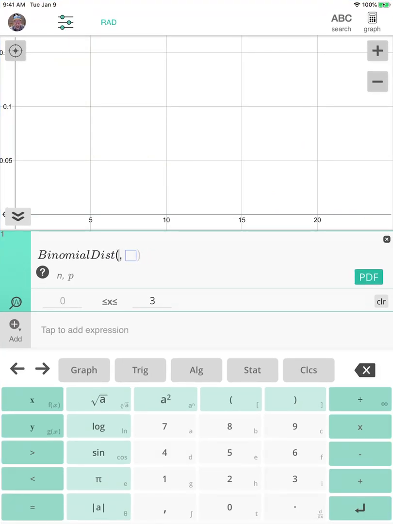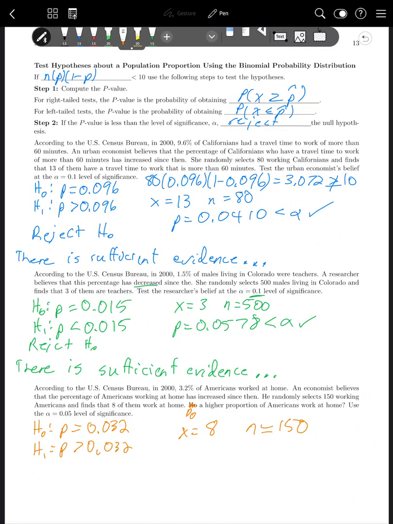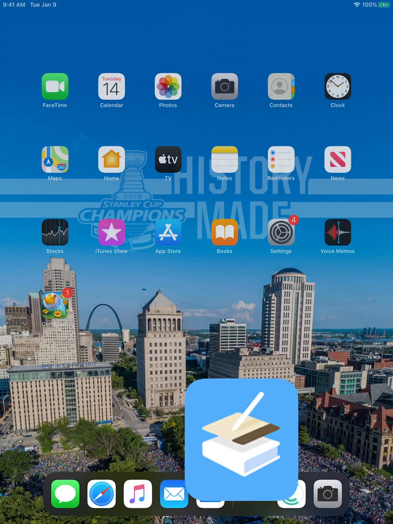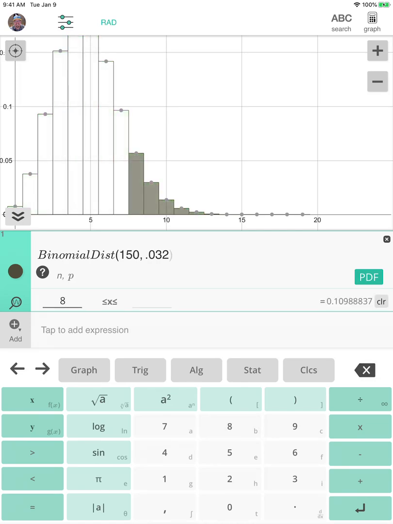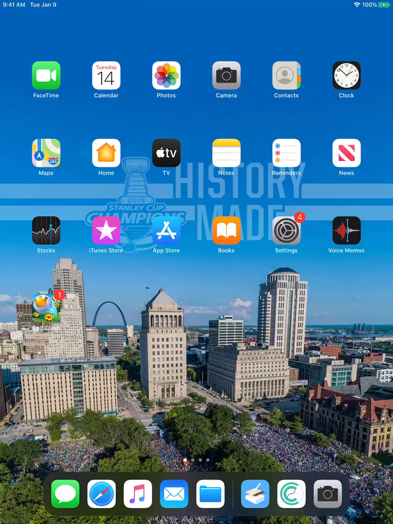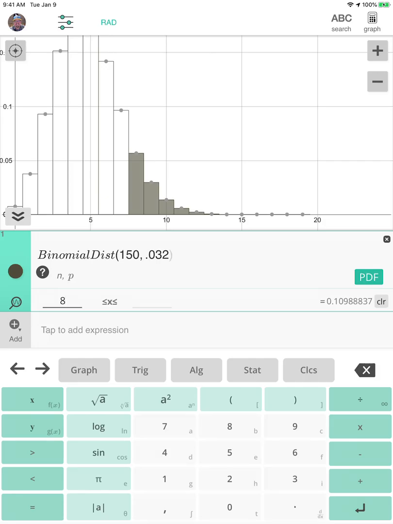We put in our sample size, which is 150. Our p-value, which is 0.032. And we want to know what is the probability that we get 8 or less. Okay, so that x is less than or equal to 8. So I put in 8, and we get 0.947. Oh, whoops, sorry, we're trying to increase. So we put in 8, and we get 0.1010. I mean, sorry, that's not correct. If I round to 4 decimal places, I get 0.1099.